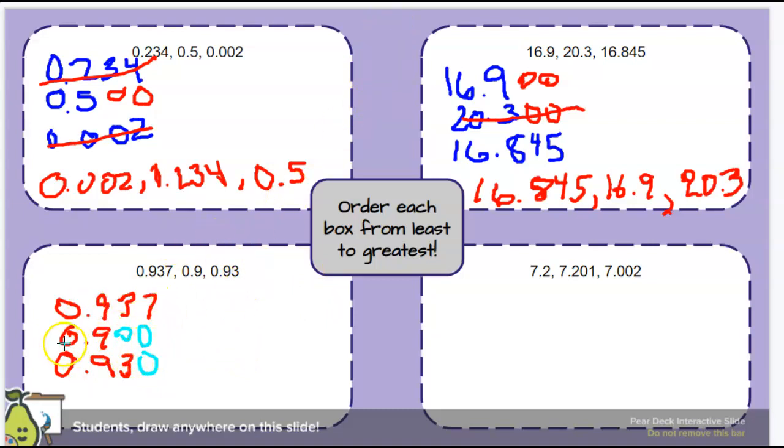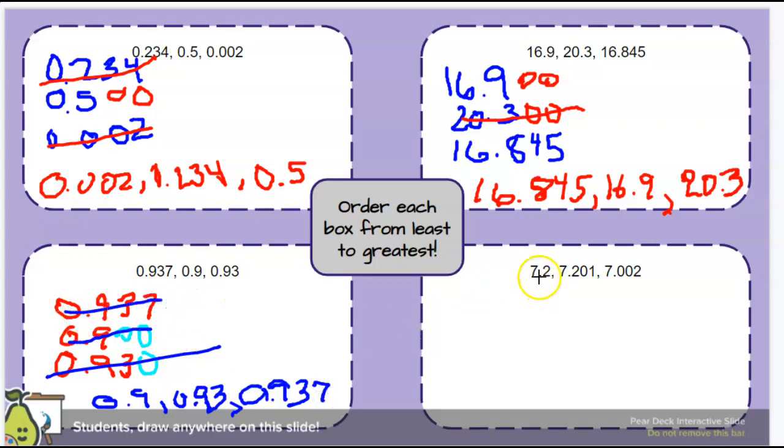This one would go first, so 0 and 9/10 would go first. So it's 900. Then it'd be the 930, so that would be 0 and 93/100. And then, of course, our last one, last but not least, definitely not the least, it's actually the greatest, is 937 thousandths.